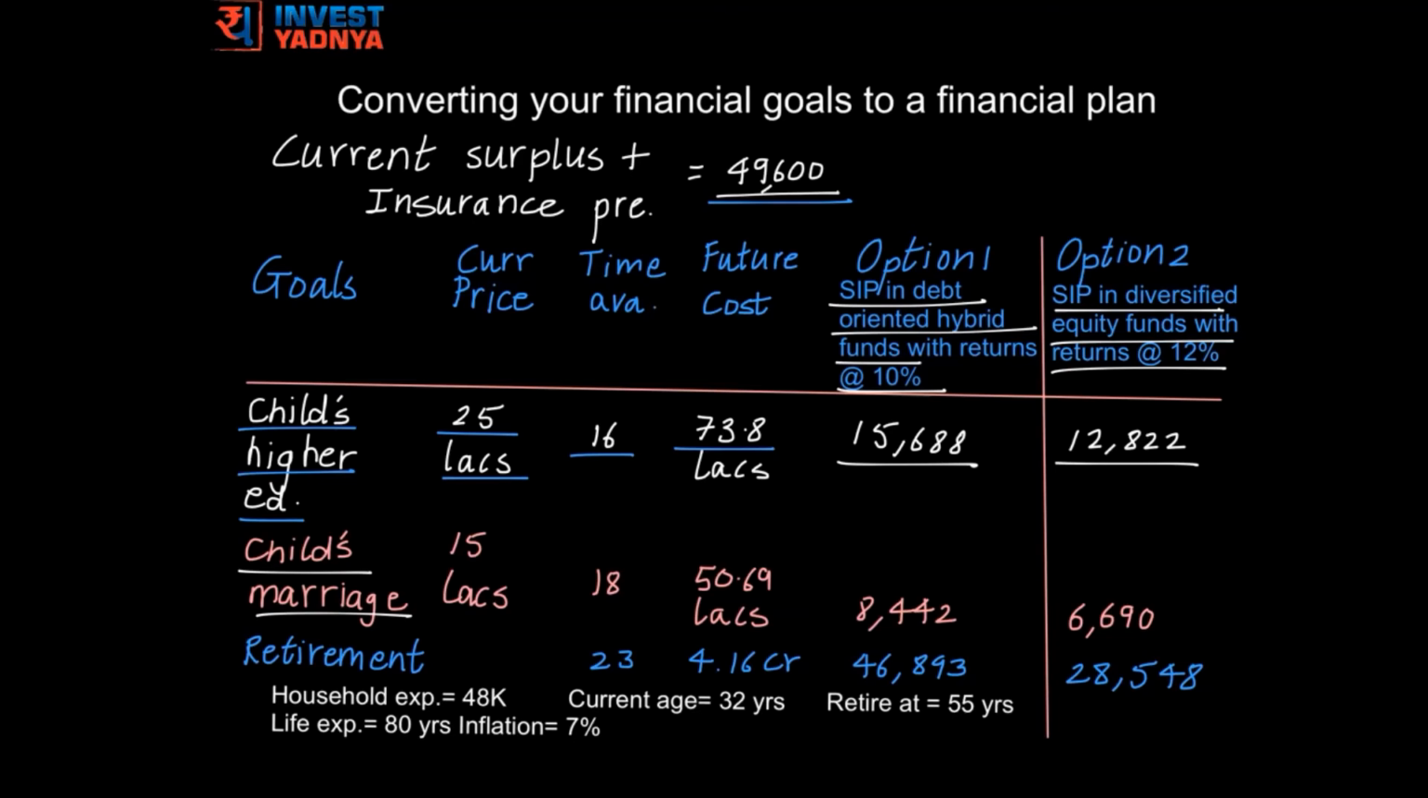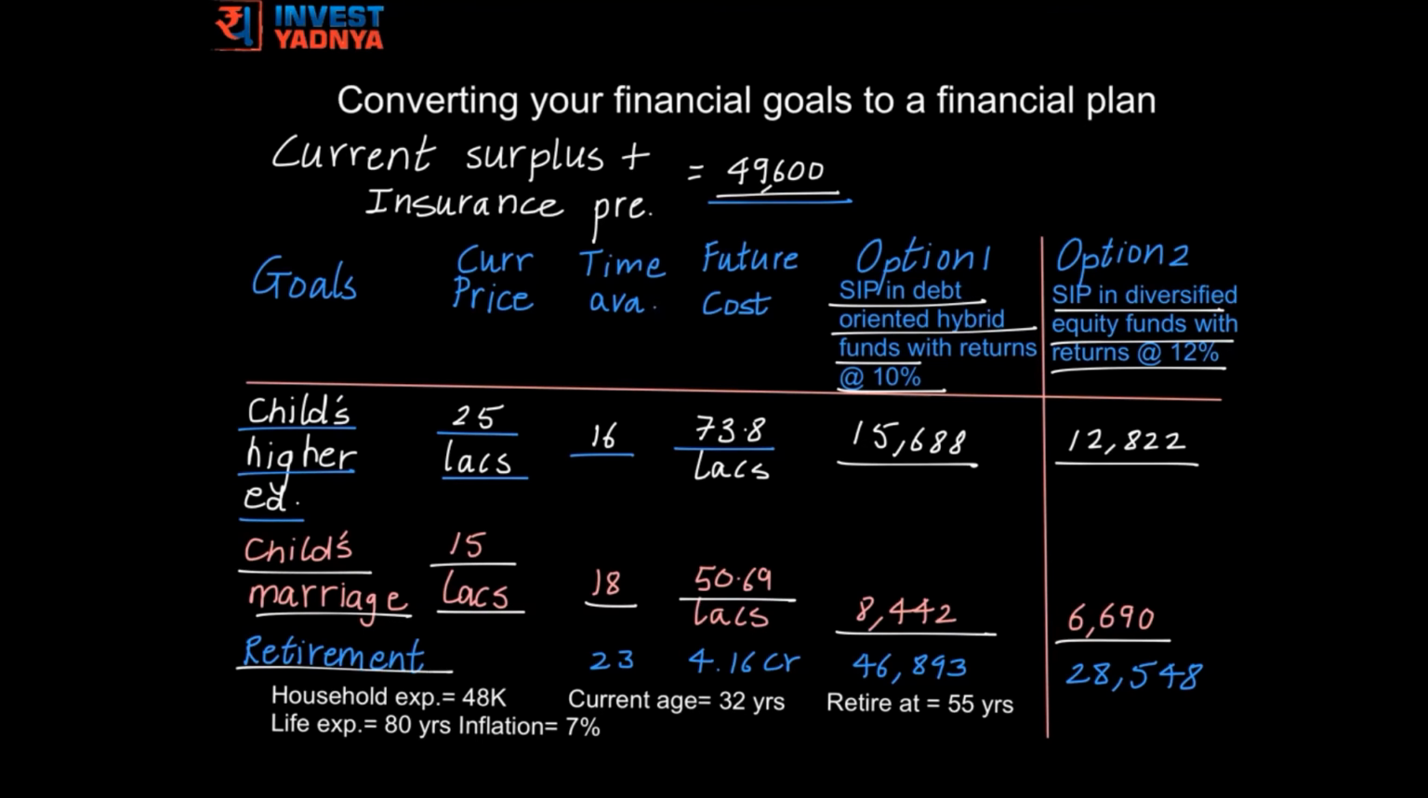As of today, they would want to spend 15 lakh rupees. They have 18 years in hand and the future cost if inflation assumed at 7% works out to be 50.69 lakh rupees. Option 1 of SIP into debt-oriented hybrid funds which may give returns of about 10% works out to be 8,442 rupees, whereas option 2 with SIP into diversified equity mutual funds which may give returns of about 12% works out to be 6,690 rupees.